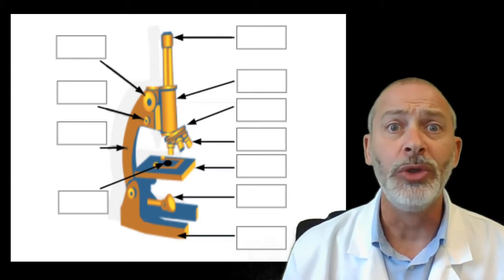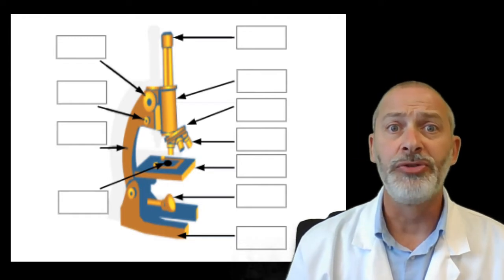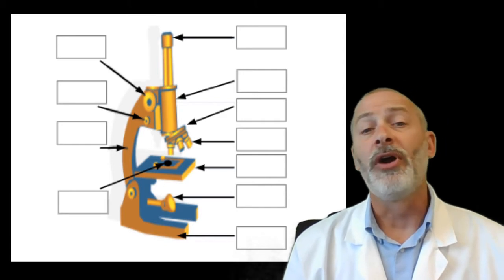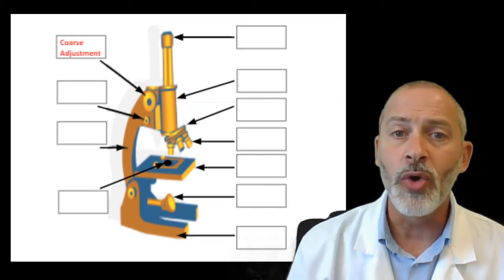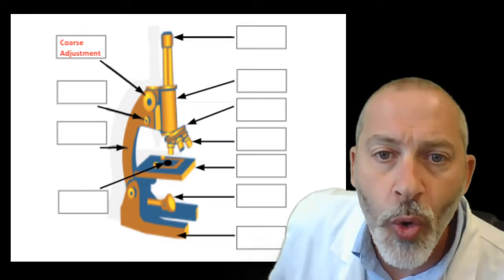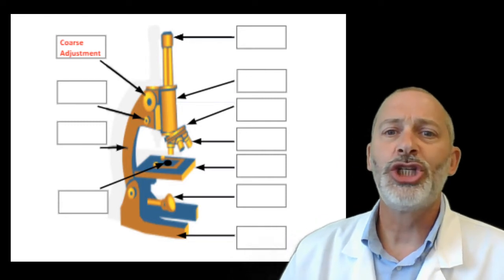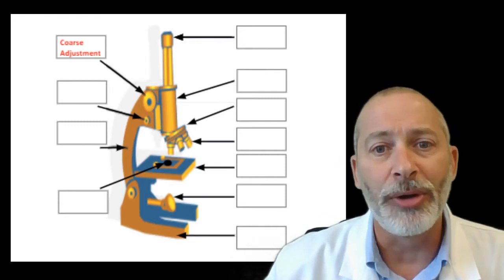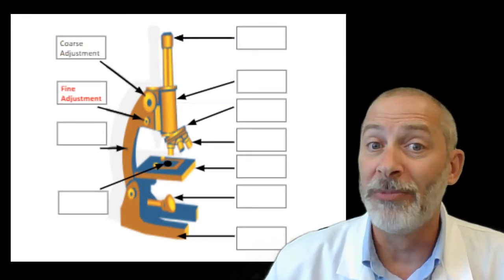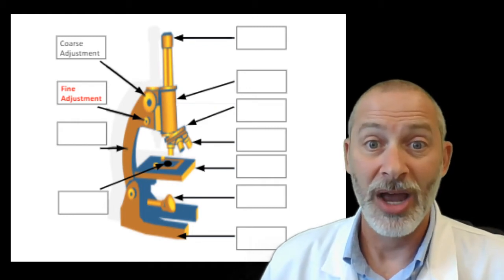You need to make sure you learn the identity of all of these different parts of a standard, regular compound light microscope. So let's begin with our list in the upper left-hand corner. That arrow is pointing to the coarse adjustment knob. Now, if you look at the coarse adjustment knob on this diagram, it is the larger of the two adjustment knobs because the next one is the fine adjustment knob.